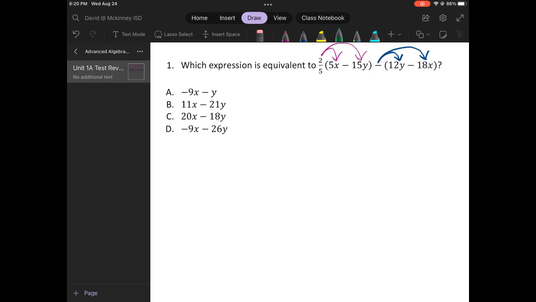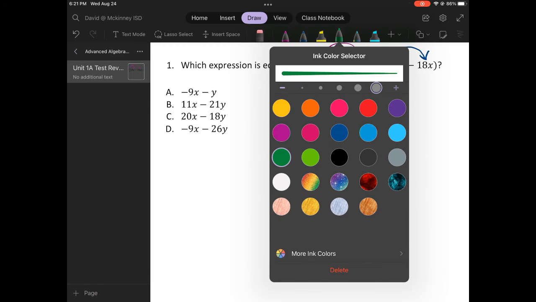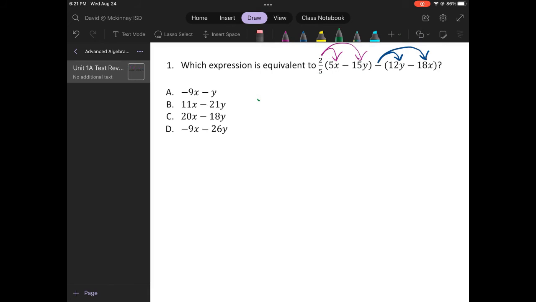So let's begin by distributing 2 over 5 into 5x minus 15y. First, I'm going to take 2 over 5, and I'm going to multiply it by 5x, and I'm going to end up with 2x. Afterwards, I'm going to distribute 2 over 5 into minus 15y, and when I do that, I'm going to end up with negative 6y. Now I move to the next distribution.